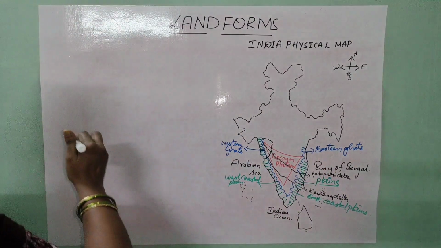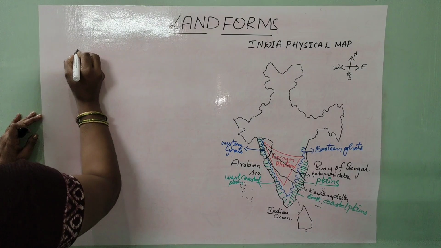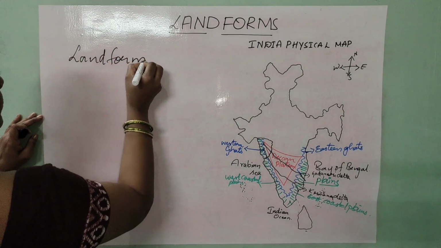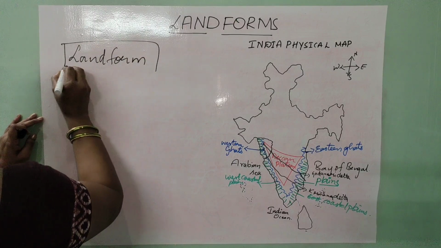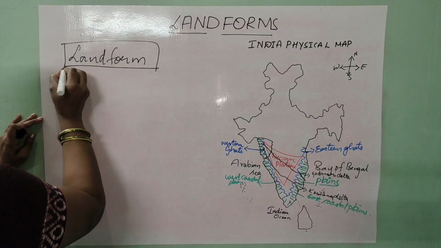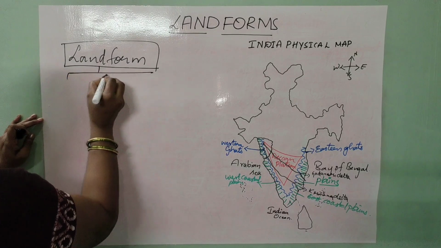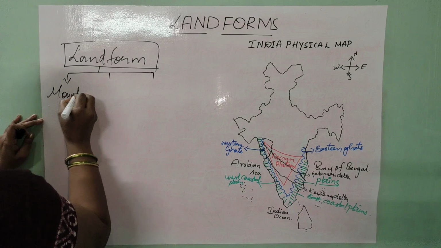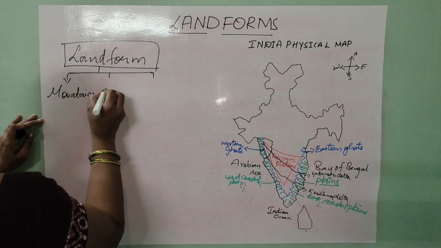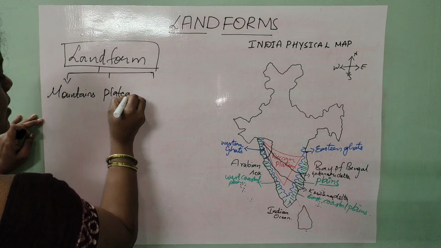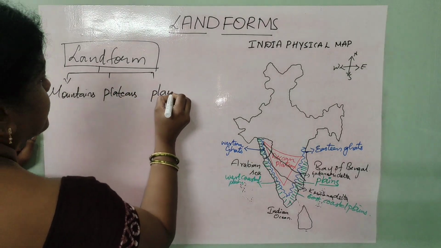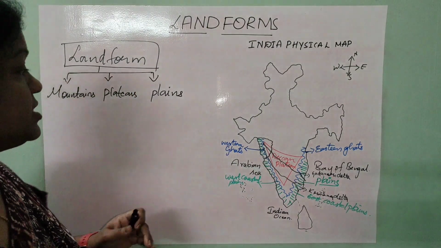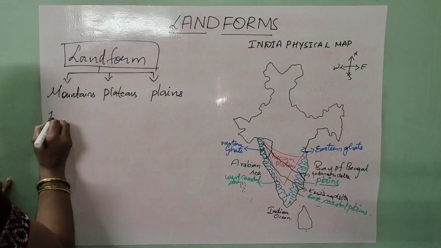So how many types of landforms do we have? Majorly, landforms are classified into 3. So what are they? Let us look into it. Number 1, mountains. Number 2, plateaus. Number 3, plains. Let us have the discussion of this. Number 1, what are you telling?